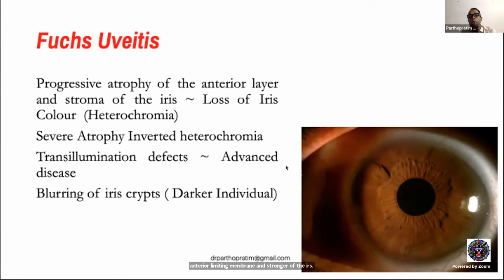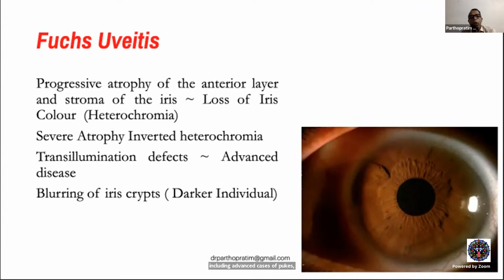Now, sometimes what happens, spatially, remember, this happens only in the light color iris, where severe atrophy of the anterior layer, anterior limiting membrane, and the stroma reveals the pigmented epithelium. Now, these pigmented epitheliums are dark in color, so the affected iris looks darker. So this phenomenon is known as inverted heterochromia. Also, you have to remember that when significant atrophy of the iris pigment occurs, sometimes they can give rise to the transillumination defect, which can be seen in various conditions, including advanced cases of Fuchs heterochromic iridocyclitis.